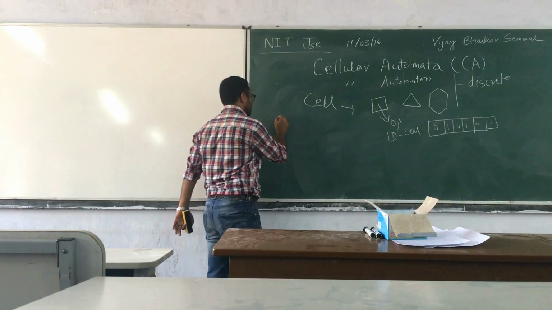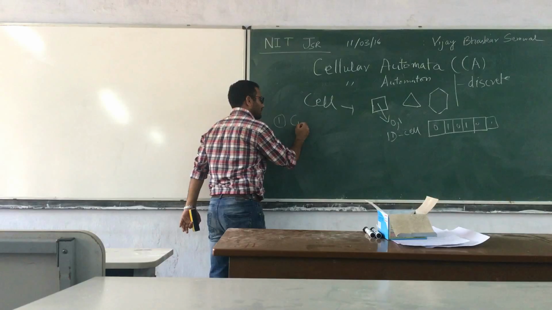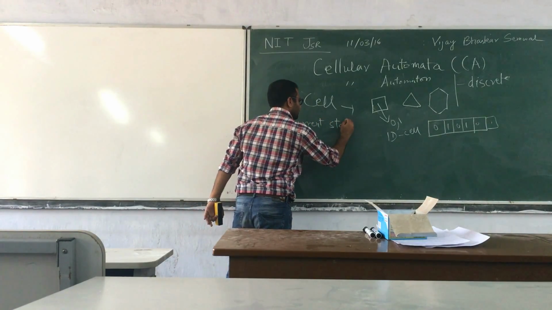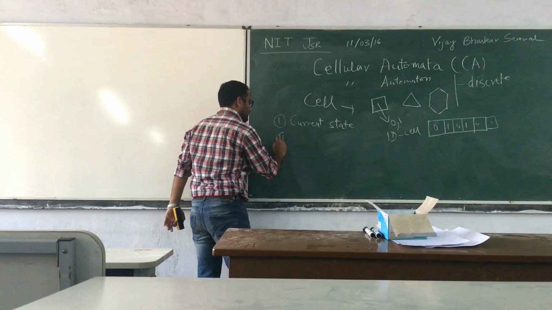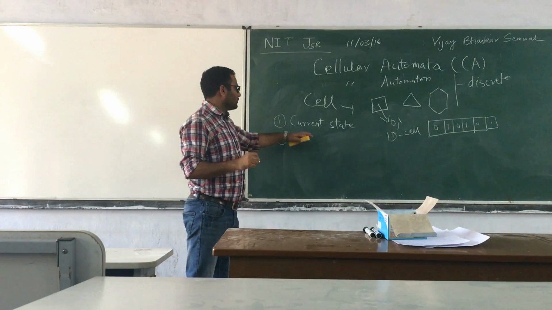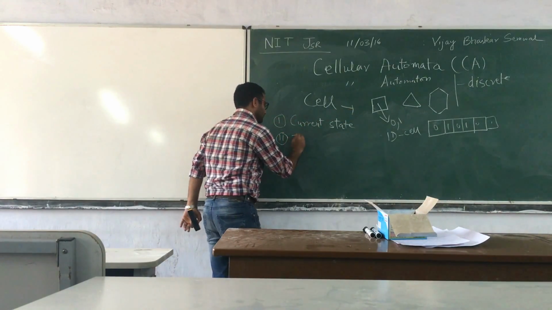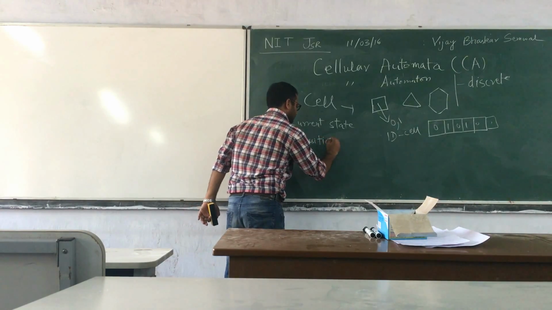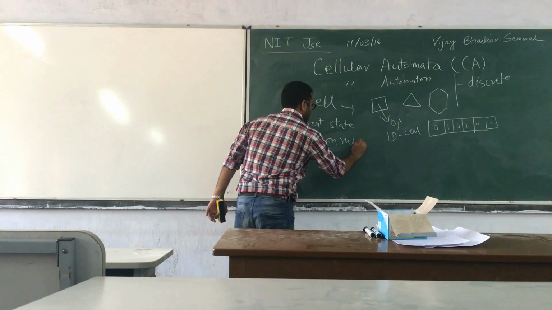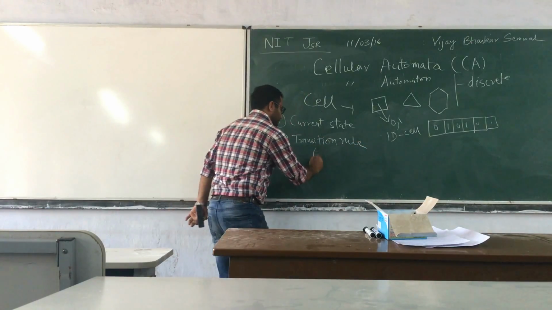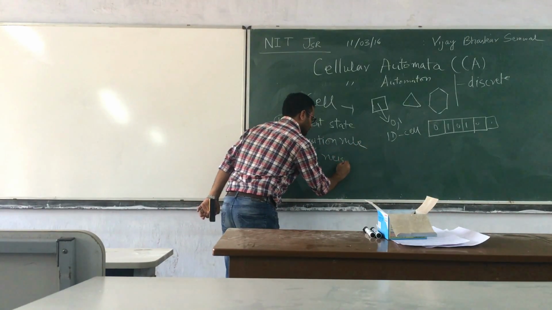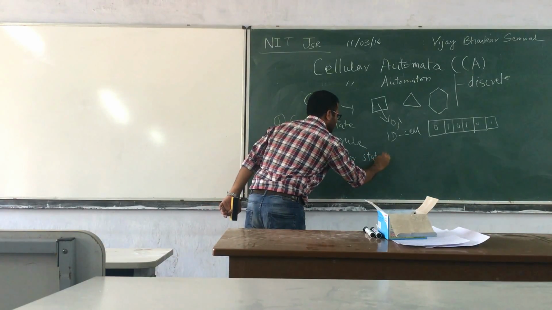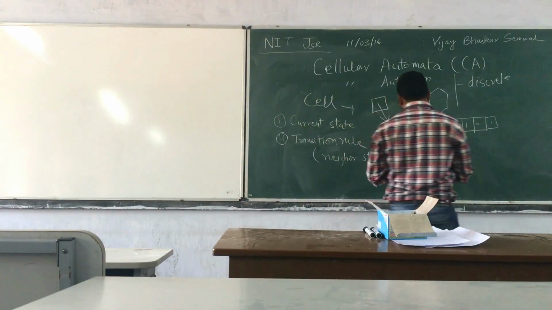So basically, there are two things. One is my current state. The second thing is the next state. The next state will depend on some transition. It depends on the neighbor states.